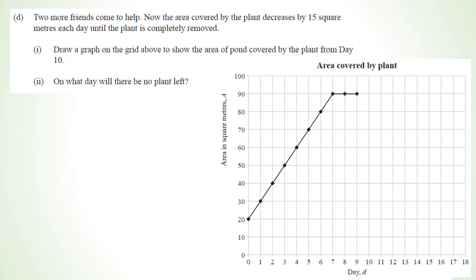Right, so we got a couple more friends that are coming to help. Now the area covered by the plant decreases by 15 square meters. So they're asking you to draw a graph on the grid above to show the area. So basically what it's saying is that the graph is decreasing by 15 now. So from 90, we're going to go to 75. And from 75, we're going to go to 60. I'm just going to double myself there. So we got 30 and then all the way to 0.